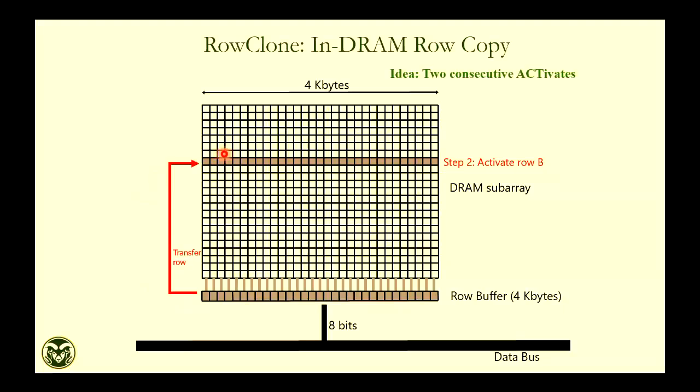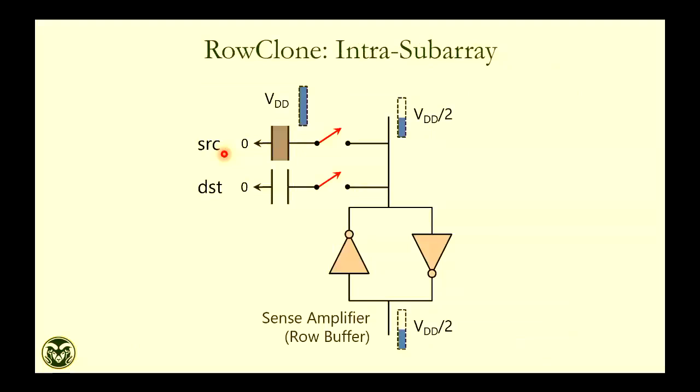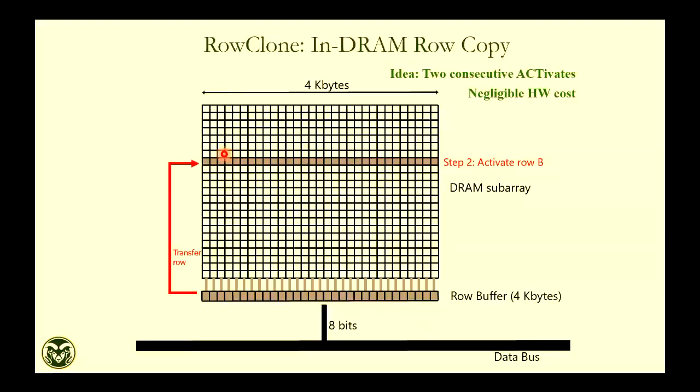So that's the other idea of this paper, row cloning: how to clone one row to another row with two consecutive activation commands. With that, they solve most of this problem. Most of this problem means, yes, question, yes.